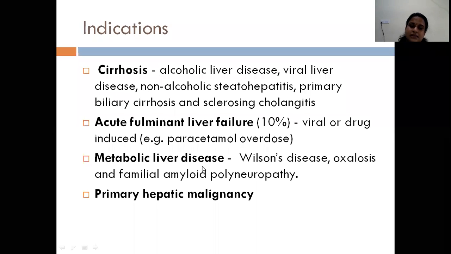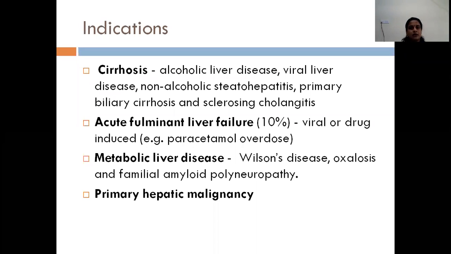Also, certain metabolic diseases like Wilson's disease, oxalosis, and familial amyloid polyneuropathy. These are all the indications for metabolic liver failure and primary hepatic malignancy.